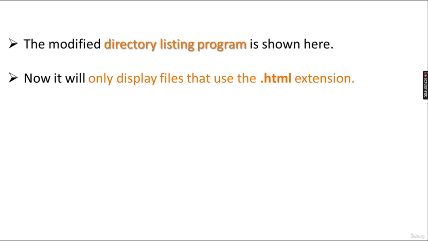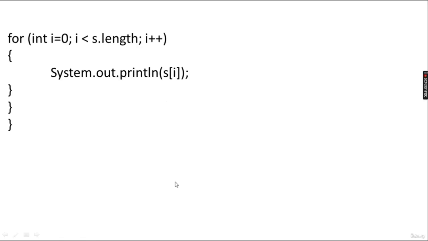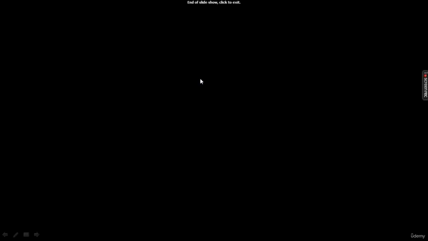Okay. Now we will see the modified directory listing program. It will only display files that use the .html extension. So /Java is a directory name, the FilenameFilter takes only the extension HTML, and f1.list is called with it. For this, only HTML files will be listed.